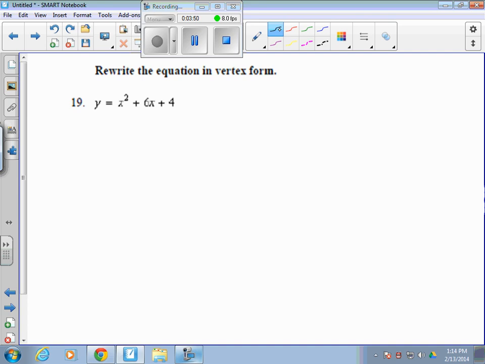19, we're rewriting it in vertex form. 4 is not going to work to solve this out. 4 is a perfect square, but it doesn't give you b's value of 6 because you only have 4 and 1 and 2 and 2. So you have to move 4 over to the other side by subtracting 4. When you subtract it from this side, you're left with y minus 4 equals x squared plus 6x.